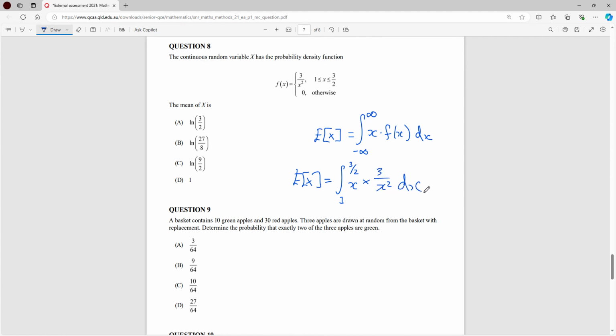Now this seems tricky, but what's actually happening here, if you have x times by 1 on x squared, that cancels out with one of those. So what we're actually evaluating is the integral between 1 and 3 on 2 of 3 on x dx. You can take out the 3 if you want, or you can recognize that'll be 3 ln x, and you've got 1 and 3 on 2. Now I'm going to rub out these guys here because I'm running out of room very quickly.